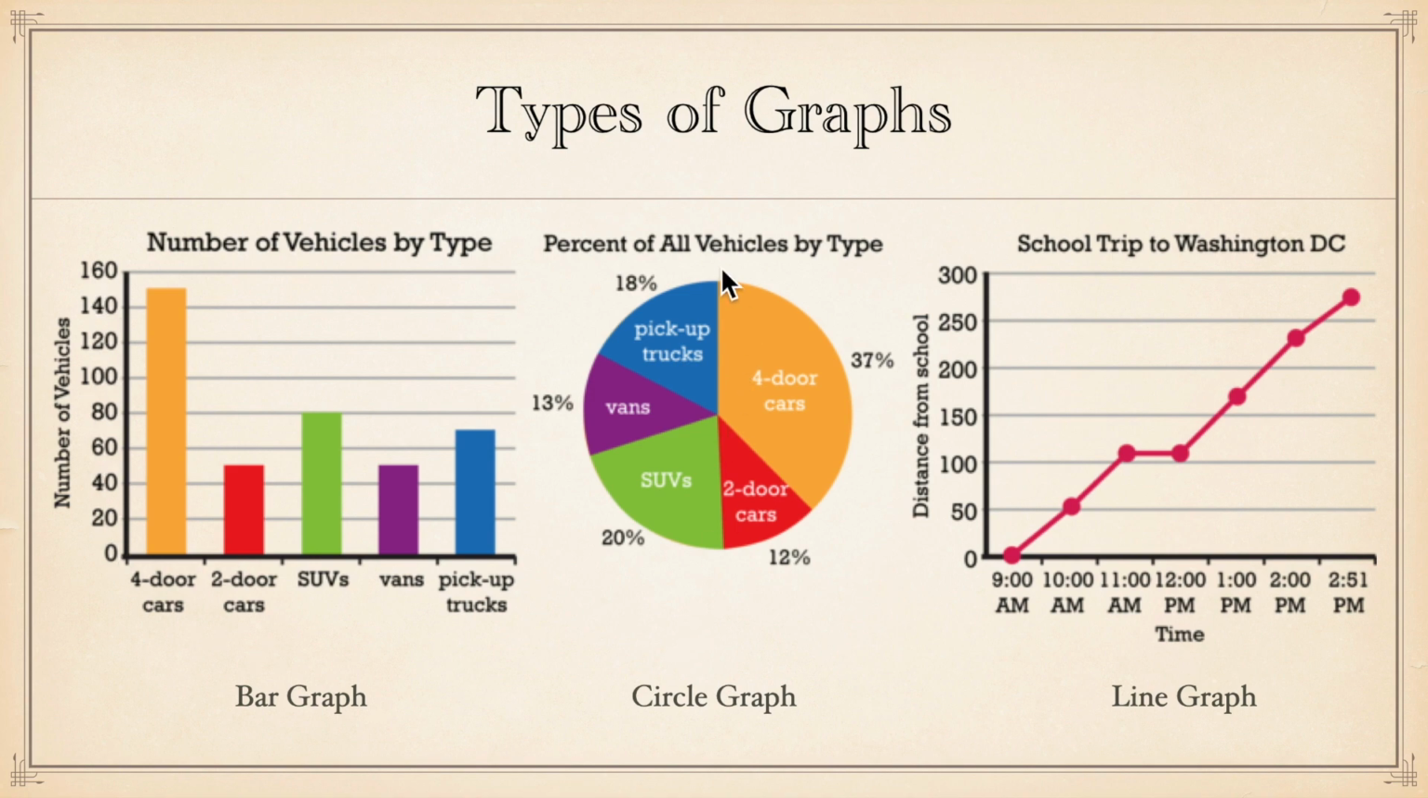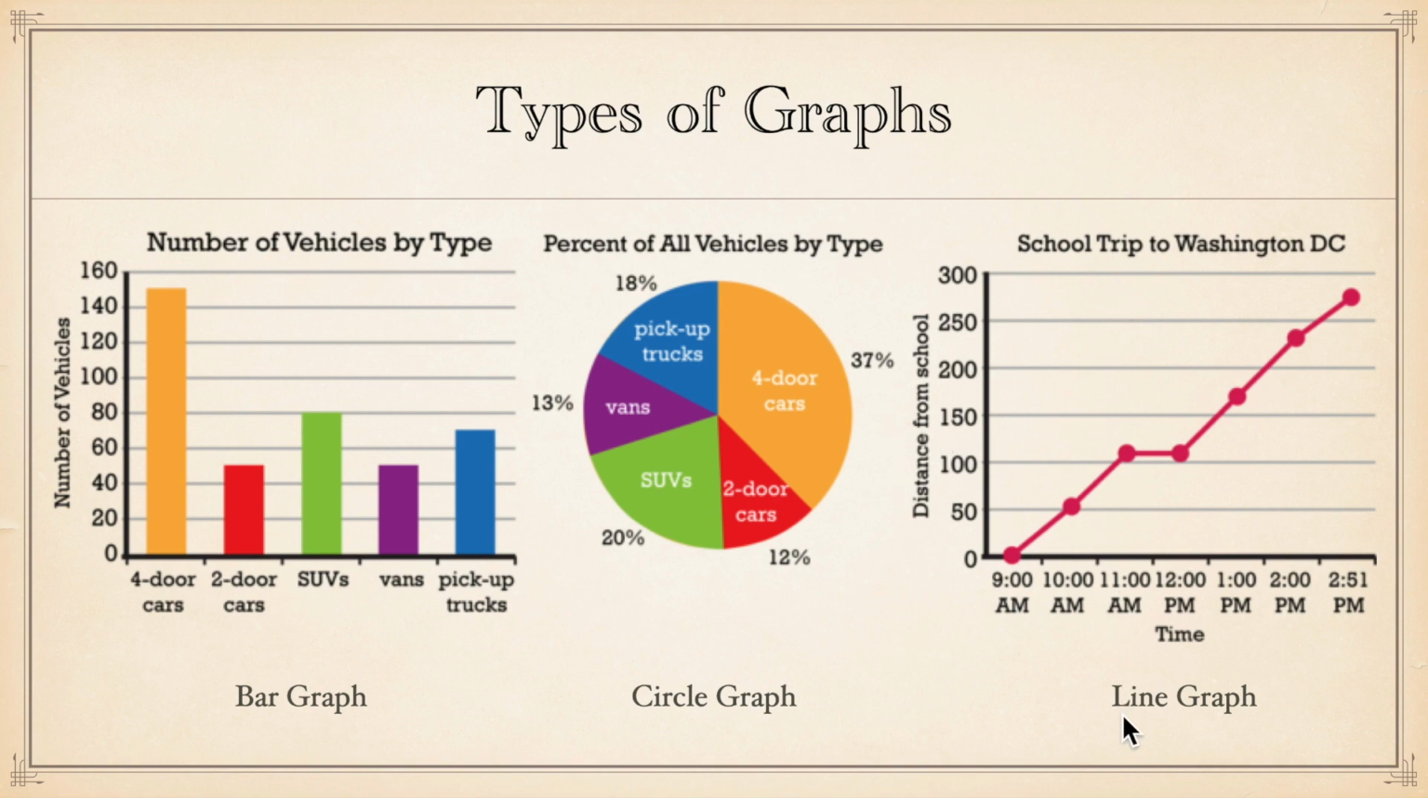Circle graphs show percentages of a whole or parts of a whole. So in this case, all vehicles, but then the number of vehicles in each category help determine the percentages. So we divided this up into categories such as four-door cars, pickup trucks, vans, SUVs, two-door cars, and then the percentage of each one of those. But all of these together make up all vehicle types or all vehicles.